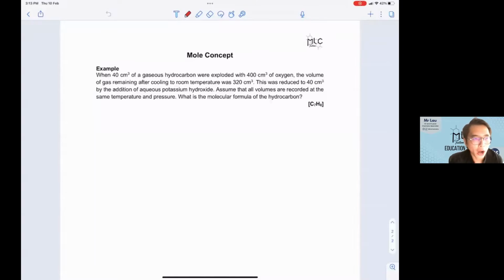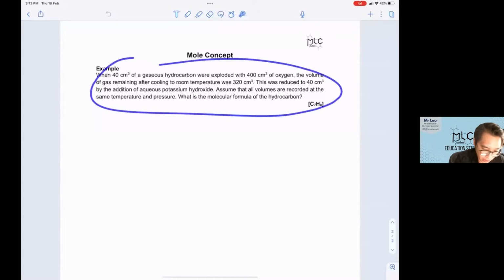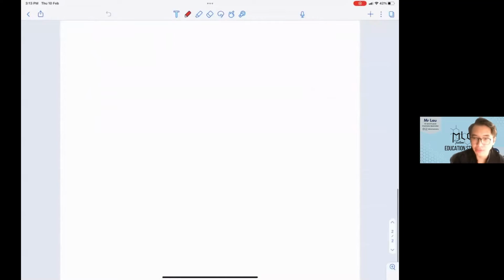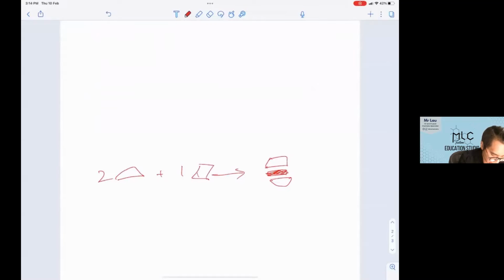Now, let me show you how to make use of the ICE table to solve for combustion of hydrocarbons questions like this. Okay, so let's first understand what this ICE table is. I'll give you an analogy. Let's say I want to make a burger. To make a burger, I will need 2 pieces of bread and 1 piece of a patty.